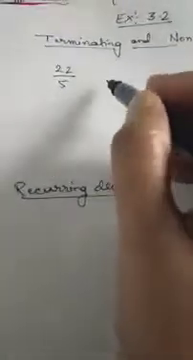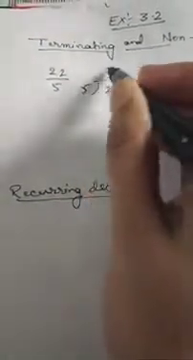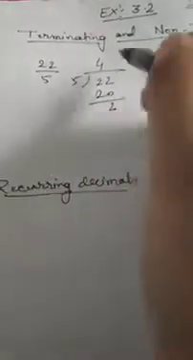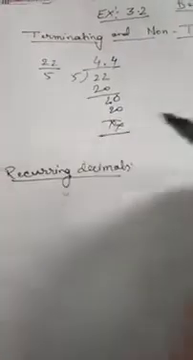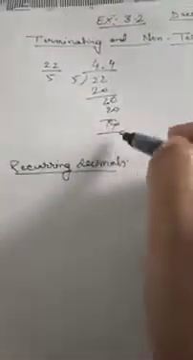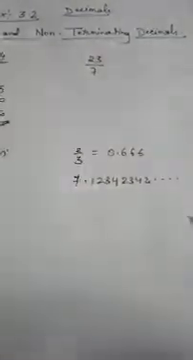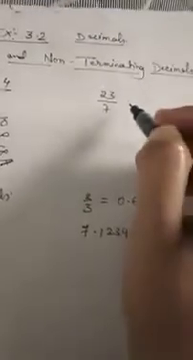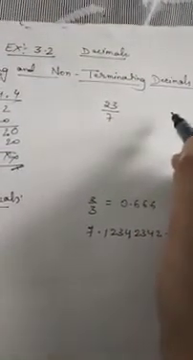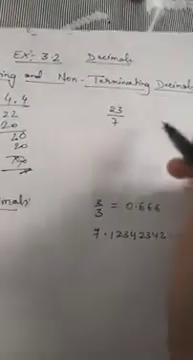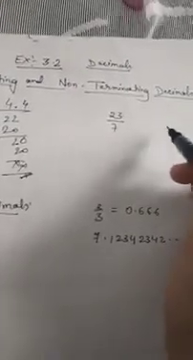For example, take this 22 by 5. If you divide this, 5 4s are 20, we'll get here 2 decimal 0, 5 4s are again 20. So this division has an end point. It has ended here. So 4.4 is the terminating decimal. Okay. Now what are non-terminating decimals? If the dividend is not completely divisible and the remainder is non-zero, no matter how long the division is, then the decimal is known as a non-terminating decimal.